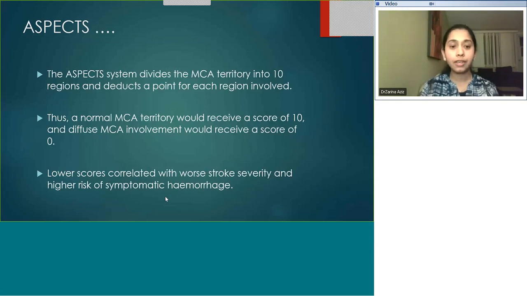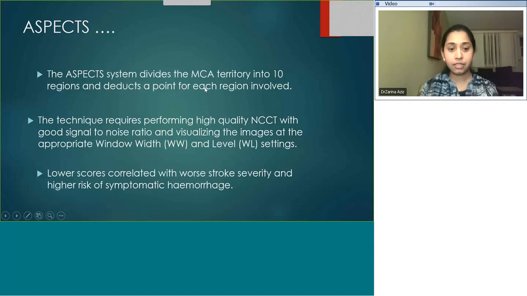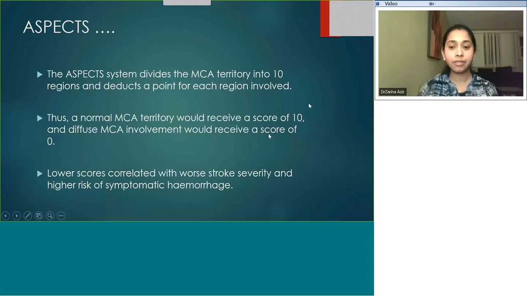So the ASPECT system divides the MCA territory into 10 regions, and if you see involvement of any of these regions, you have to deduct a point for each region. So a normal MCA territory will receive a score of 10. That means all the regions would be normal in attenuation. And if there is diffuse MCA involvement, that is all the 10 regions are appearing hypodense or showing signs of early infarct, then it will receive a score of 0. It is all the points deducted. The lower the score, the worse the stroke severity, and the higher the risk of symptomatic hemorrhage.